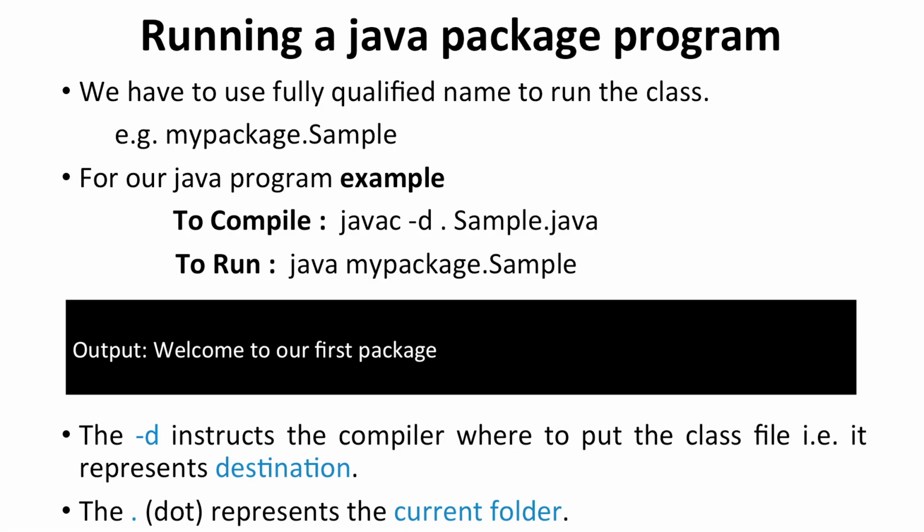For our Java program example, to compile we are using javac -d . sample.java, and to run, java mypackage.sample. So, we are providing the fully qualified name mypackage.sample here. Now, as we see, the output of this program is welcome to our first package. The -d instructs the compiler where to put the class file, that is, it represents the destination. And the dot symbol represents the current folder.